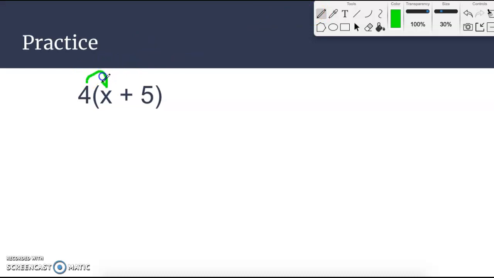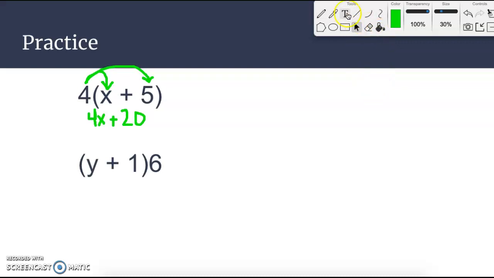So we're going to take the number on the outside, 4, and multiply it by the first part of the group. 4 times x is 4x. And then we're going to take the number outside and multiply it by the rest of the group. 4 times 5 is 20. And we're adding, so this is going to be 4x plus 20. Remember, we cannot add these. This has a variable, this is a constant, so 4x plus 20 is our final answer.